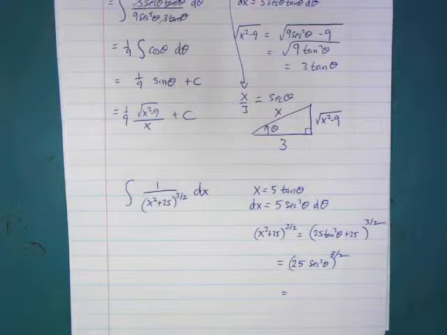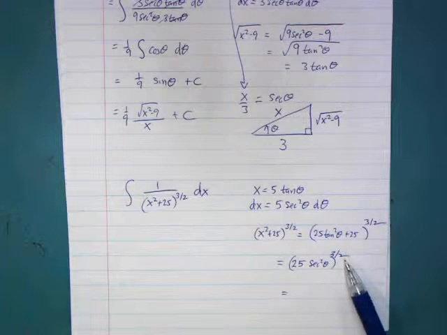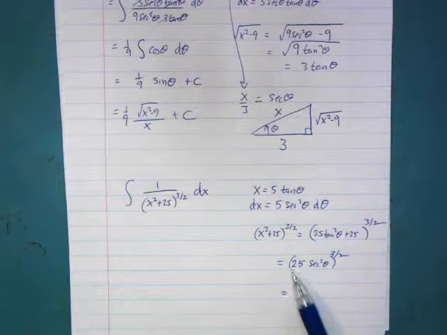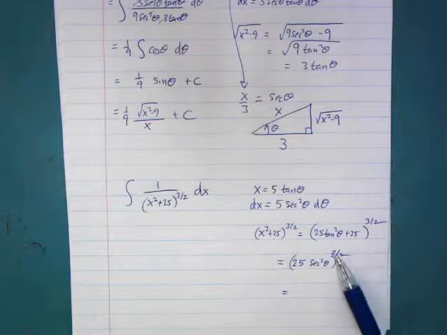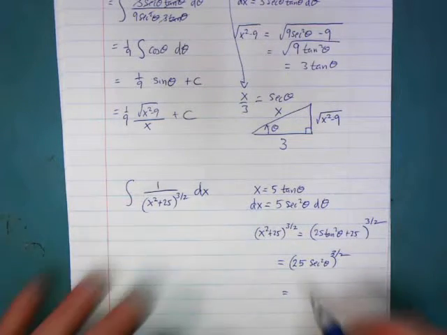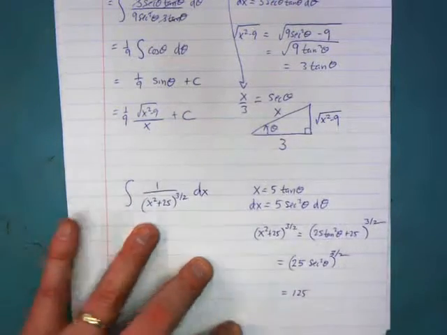You're way too big. What's the 3/2 power? What's the 2 on the bottom tell you to do? Square root. So what's the square root of 25? And then the 3 on top tells you to cube it. What's 5 cubed? 125.